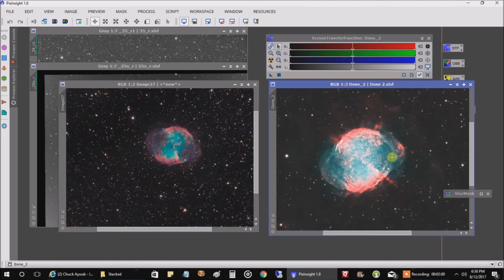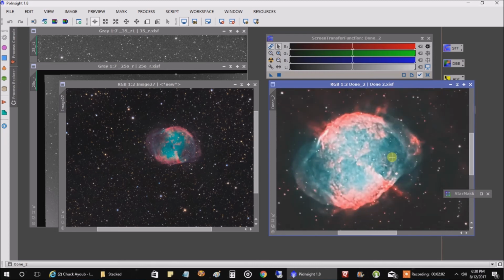All right, just 3 hours of data. I think I want to move on to something else. It's supposed to be clear again tonight. I'm not 100% sure on my next target.